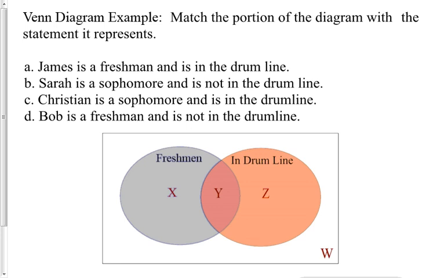Now if James is a freshman, he must be in the freshman circle. And he is in the drum line. So he must be in the drum line circle. So of course, looking at this Venn diagram, we must be talking about the region where the two circles overlap, which would be Y.